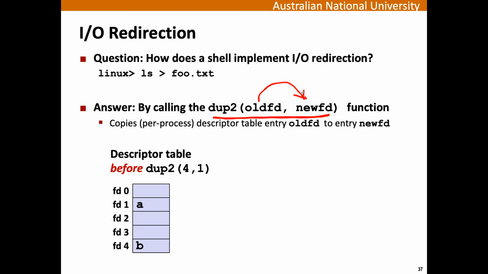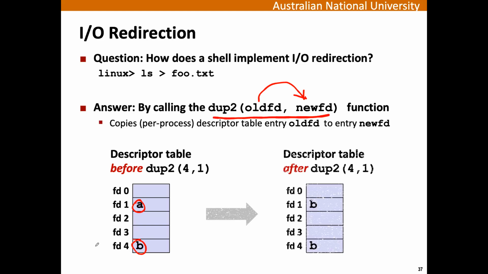We have this descriptor table before dup2. The descriptor of FD1 is A, FD4 is B. And after dup2 duplicating to 1, from here to here, now they both are B. This is the mechanism the kernel uses for IO redirection. It's really very simple.